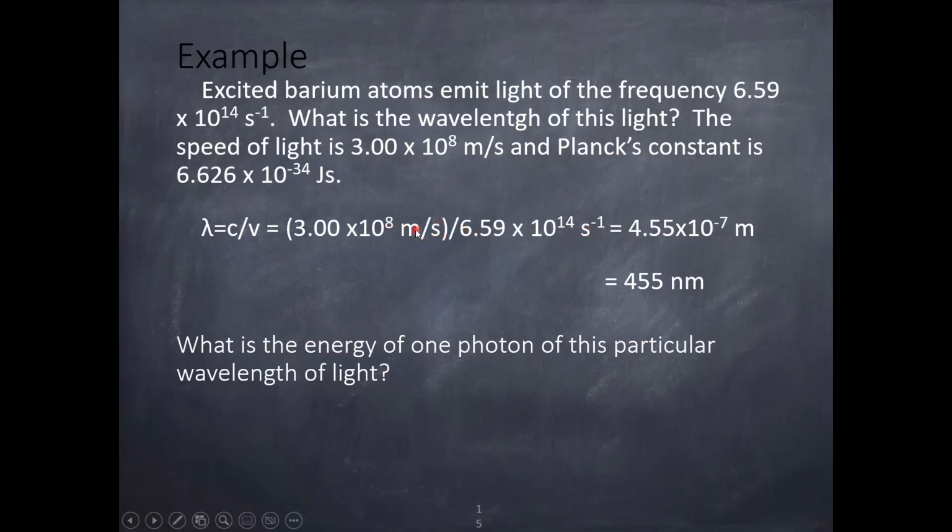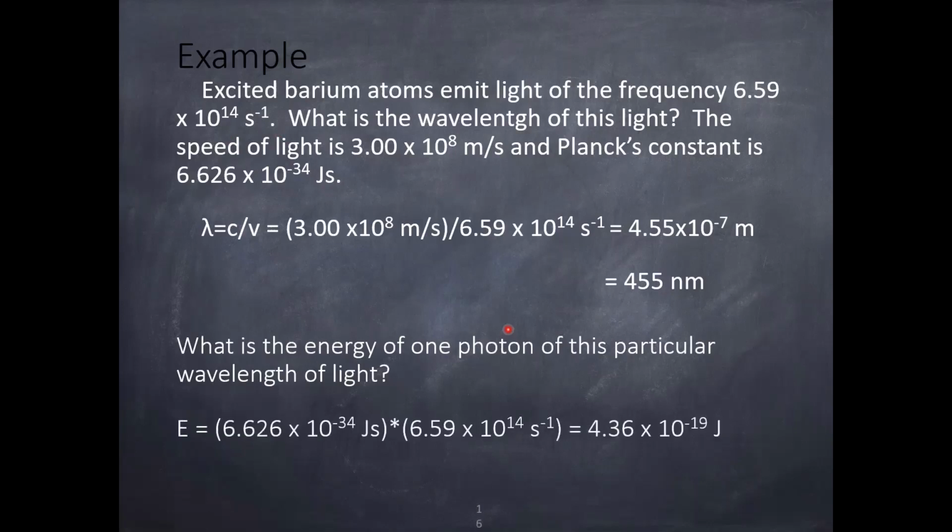And then for the second part, we don't even need the first thing that we just solved for, because for the second one, we're looking for the energy. So we need Planck's constant and we need the frequency, and we were given both of those pieces of information in the question. So we can just take Planck's constant, multiply it by that frequency, and we're going to see the energy of this wavelength, 4.36 times 10 to the negative 19th joules.